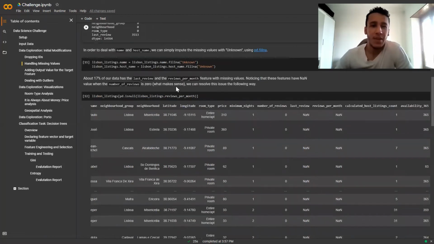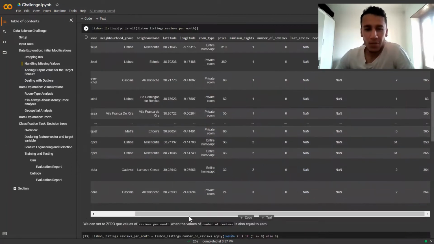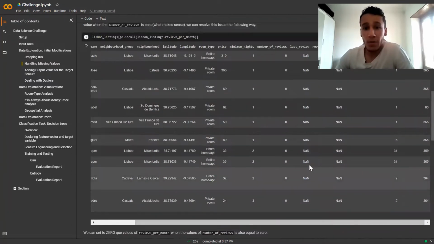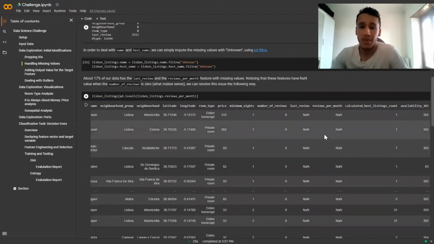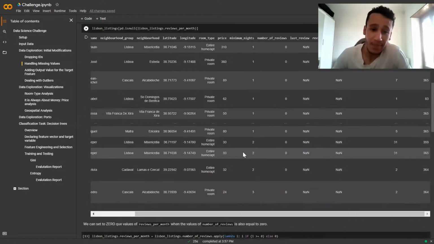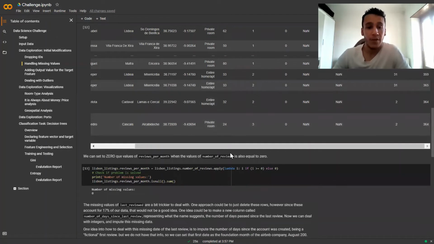And the last review and reviews per month, they have the same value, so you can take a look to see what's going on. And we note that when the number of reviews is 0, the last review is null, and the reviews per month is also null, which makes sense because if you don't have reviews, the last review never happened, and no reviews in your month. So let's deal with them. For the reviews per month, it's really easy because you can just impute 0 if you don't have reviews, your reviews per month, no mystery there.